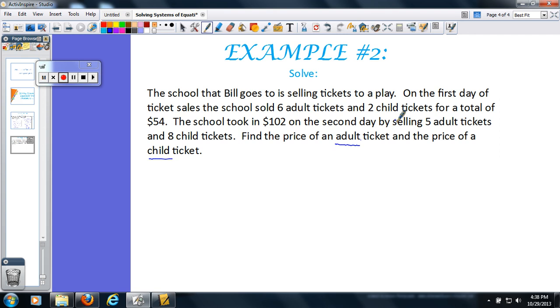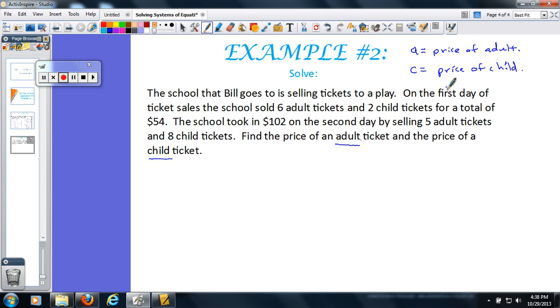Okay, so I'm going to add a little extra step in here. The first thing I'm going to do is figure out what my variables are. I'm going to say A represents the price of an adult ticket, and I'm going to say C is the price of a child ticket.